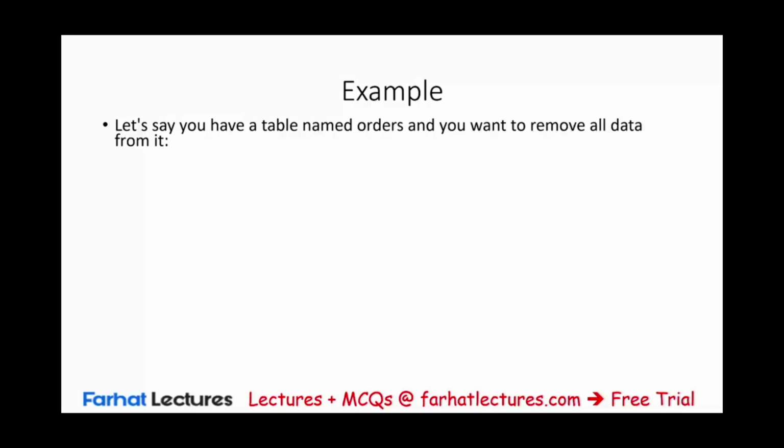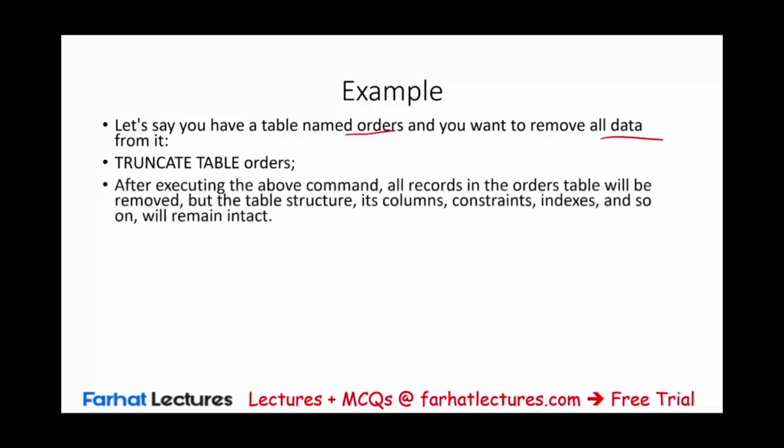An example will be, let's say you have a table named orders and you want to remove all the data from that table. Well, you will truncate table orders, and after executing the command, all the records in the orders table will be removed. But the table structure itself will stay, because if you want to remove that, you gotta go with the drop. Its columns, constraints, indexes, and so on would remain intact.